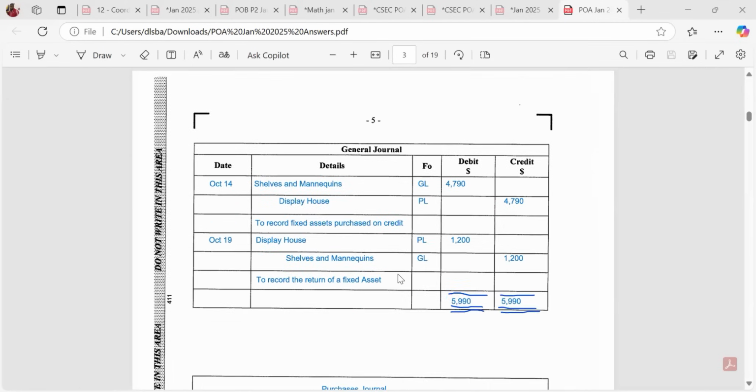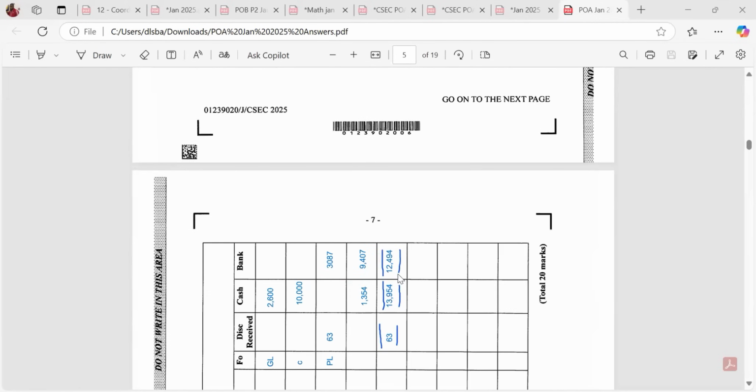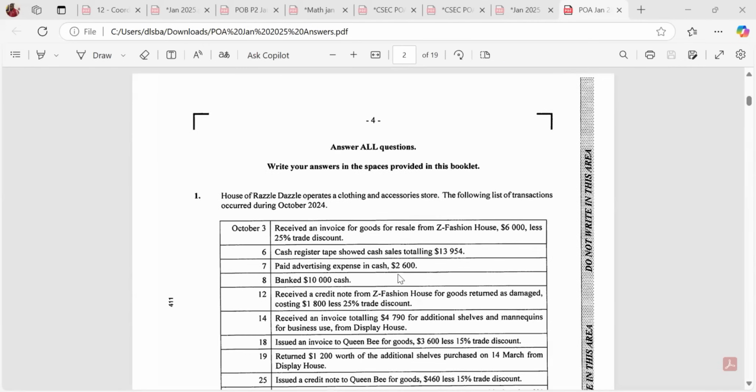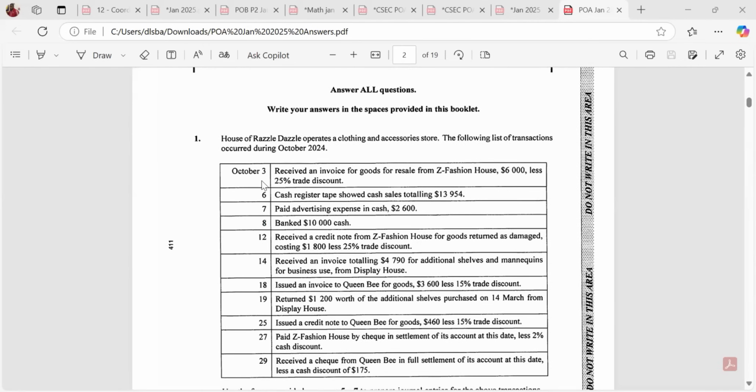All right? So they gave us space to do all the journals, which I did out already, but we will go through each of them to see if we can figure out where it's supposed to be recorded and how we would record it. So October the 3rd, received an invoice for goods for resale from Z Fashion House, 6,000 less 25% trade discount. So an invoice is used when goods are sold on credit, right? If I sell somebody goods on credit, I would give them an invoice. If I purchase goods on credit, I would receive an invoice because the company would give me an invoice letting me know how much I owe.